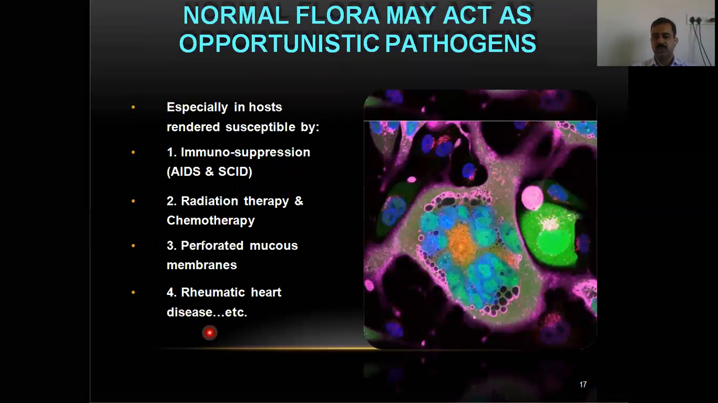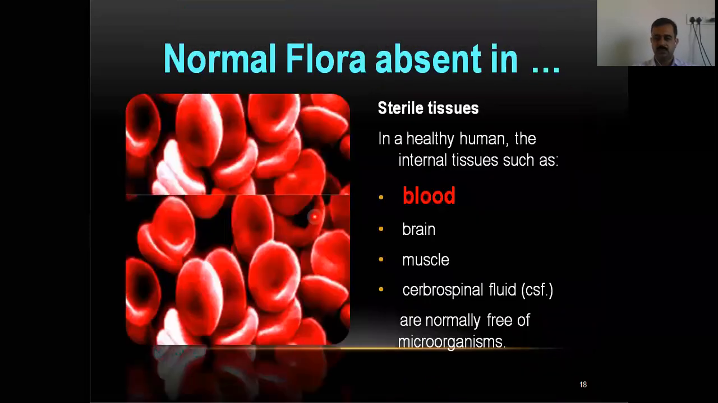Now, opportunistic pathogens, especially in hosts rendered susceptible by immunosuppression, that is AIDS or SCID, radiation therapy and chemotherapy, perforated mucous membranes, and rheumatoid arthritis. It means that ultimately, whether the bacteria of the normal flora become pathogenic will depend upon these conditions. In a normal sense, they are very much normal, but under certain circumstances, they will become harmful to the host.